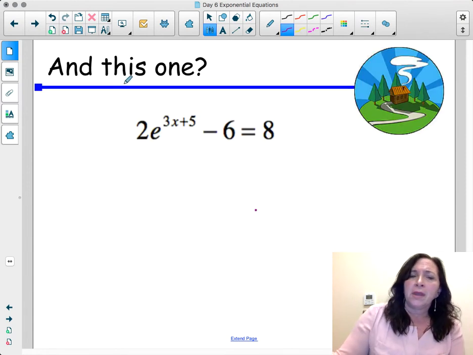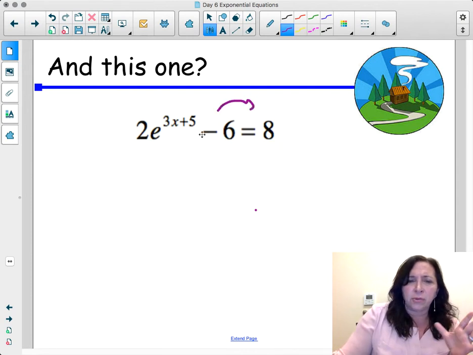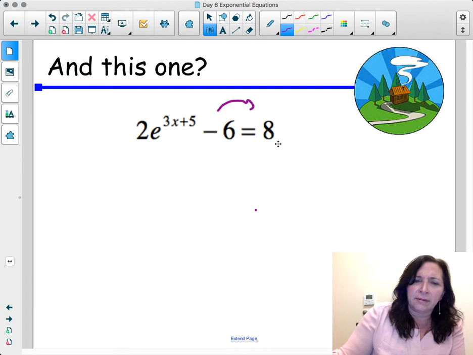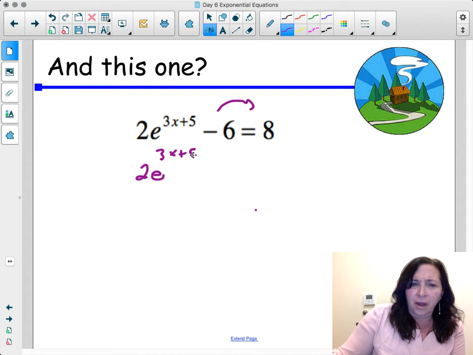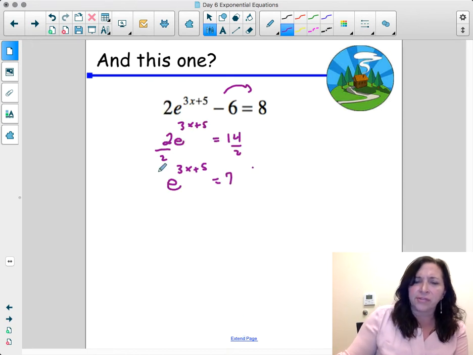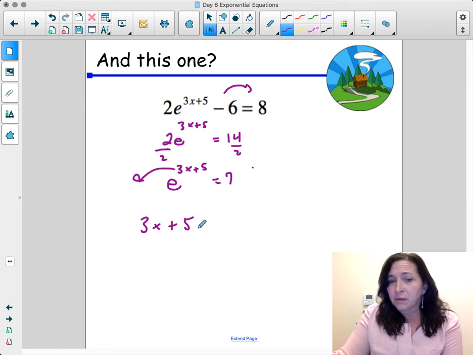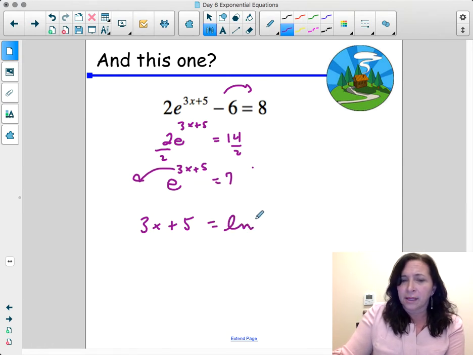For this problem, the first thing you're going to do is move this over. You're going to try to move everything over until it's by itself. So we're going to now have 2e to the 3x plus 5 is equal to 14. I'm going to divide by 2 and eliminate this. I get e to the 3x plus 5 is equal to 7. And this now looks very similar to the problem that we just did. We're going to bring this out front. We get 3x plus 5 ln of e, which is 1, is equal to ln of 7.